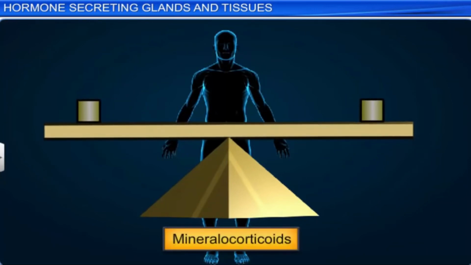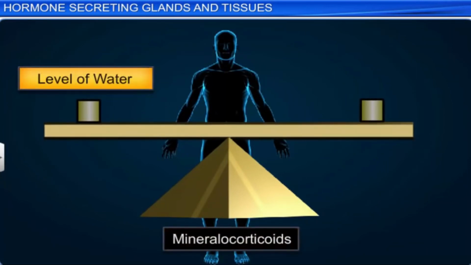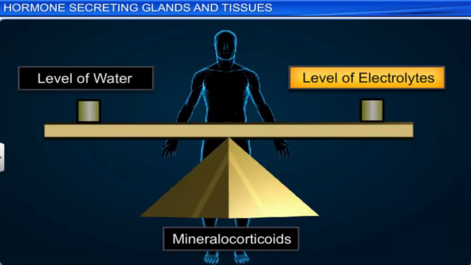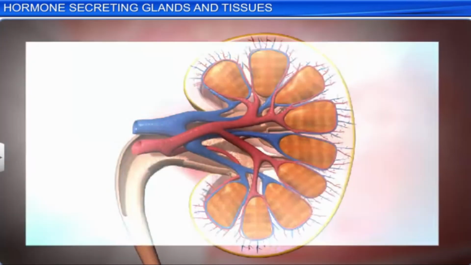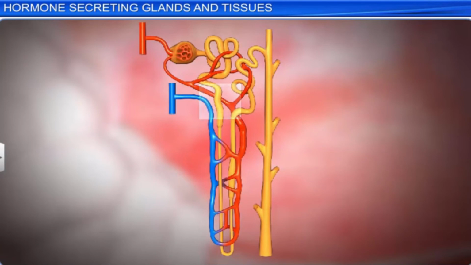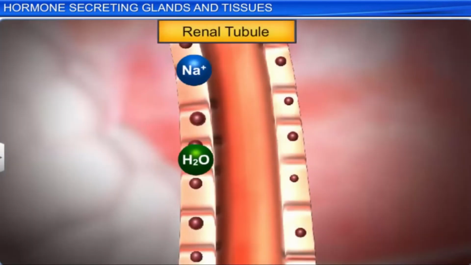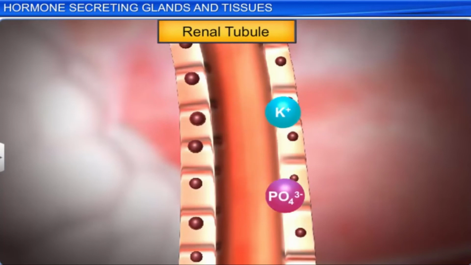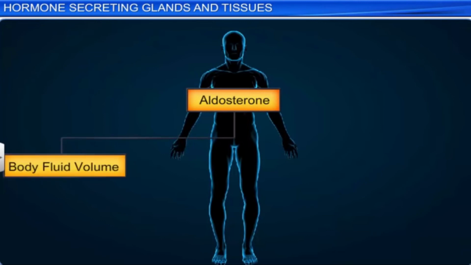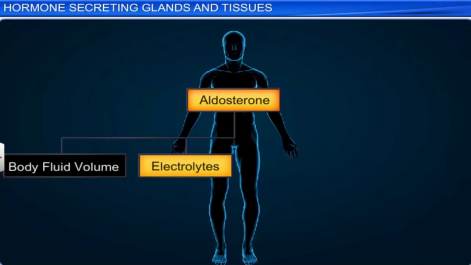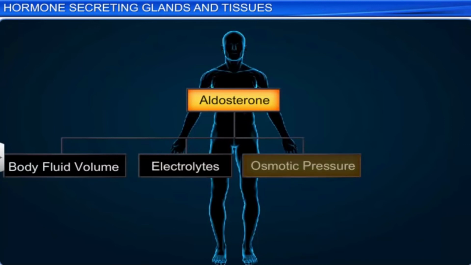The primary function of mineralocorticoids is to regulate the balance of water and electrolytes in our body. The primary mineralocorticoid is aldosterone, which is a steroid hormone. Aldosterone acts on the renal tubules of the kidneys and stimulates the reabsorption of sodium and water and the removal of potassium and phosphate ions. Aldosterone also helps to maintain the body's fluid volume, electrolytes, osmotic pressure, and blood pressure.